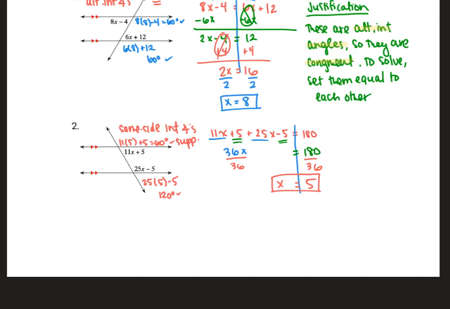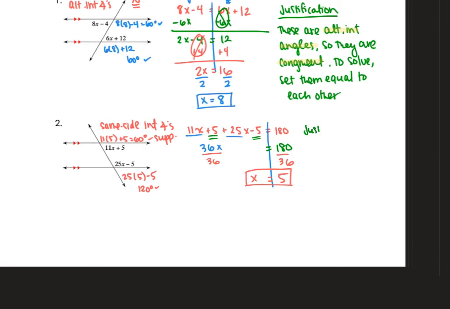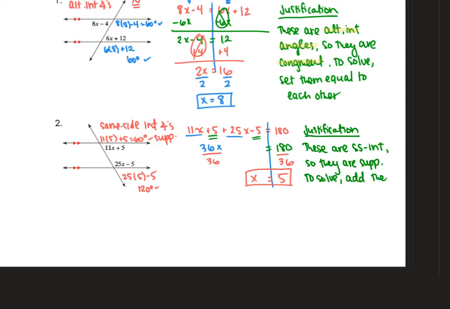So now we write our justification. Just like the previous one, we're going to state the angle pair. So these are same side interior. I'm going to abbreviate. And then the relationship, so they are supplementary. And again, I'm going to abbreviate. So to solve, add them, and set it equal to 180.